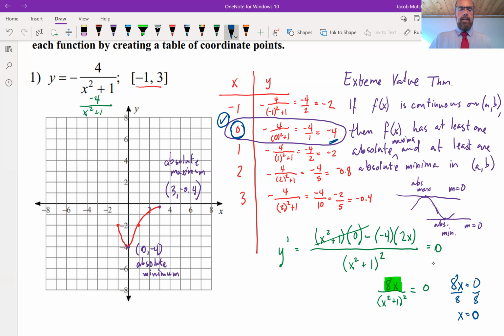So although we can do a lot of this work on a graph, we also can follow up or initially find that absolute minimum or maximum by taking the derivative, setting it equal to 0, and solving the equation that results.